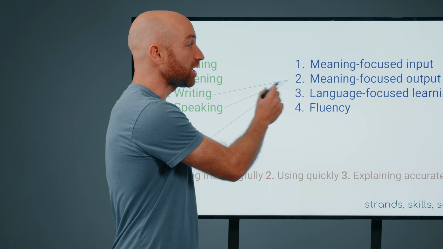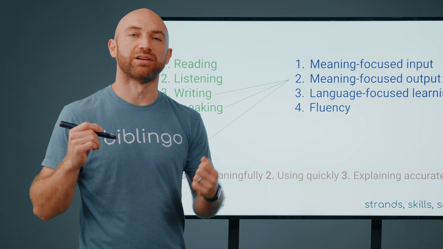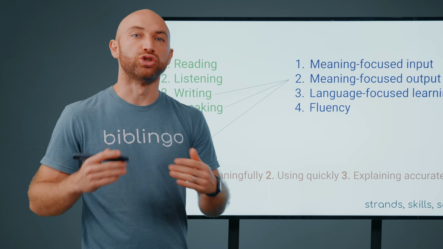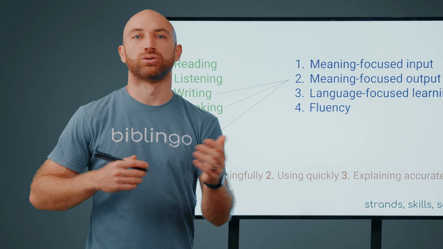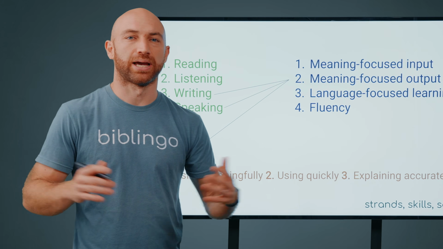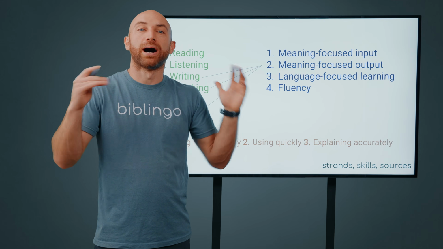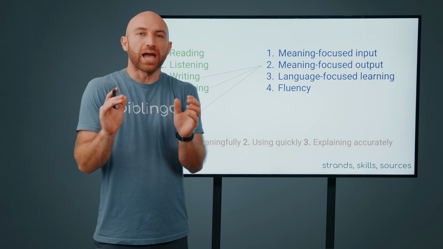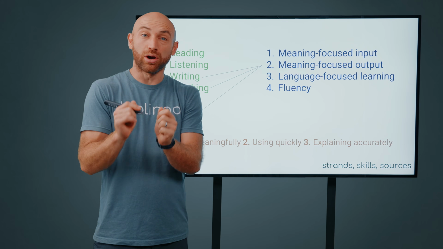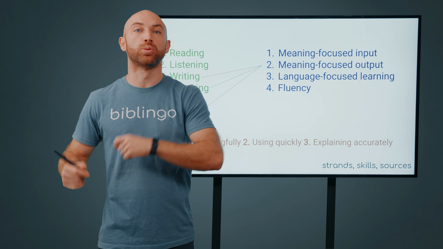So the thing about meaning-focused output that's very, very helpful is that it forces you to use language in a way that requires access to long-term memory. So what do I mean by that? Basically, when I have to search my mind for a word, let's say the word river, I have to know that word really well and it has to be stored in long-term memory in order for me to produce it.